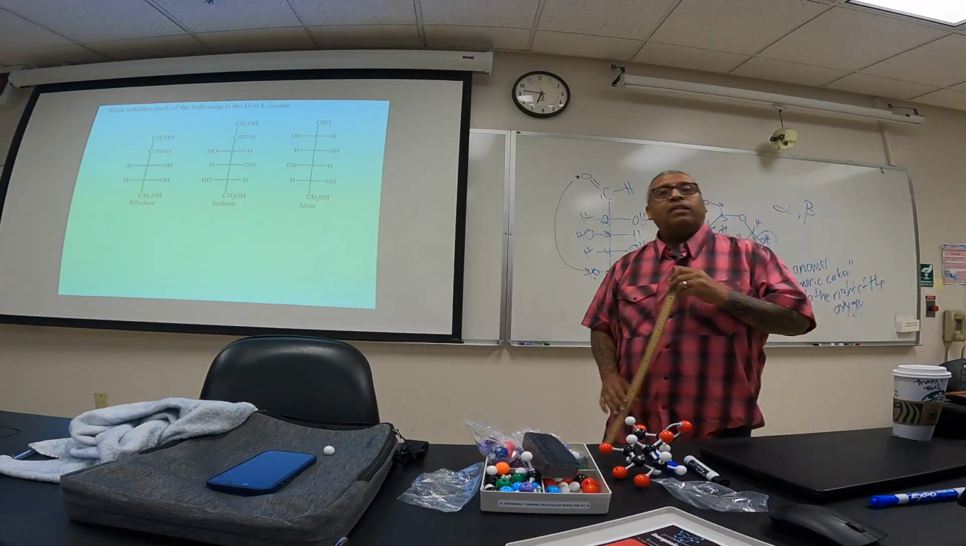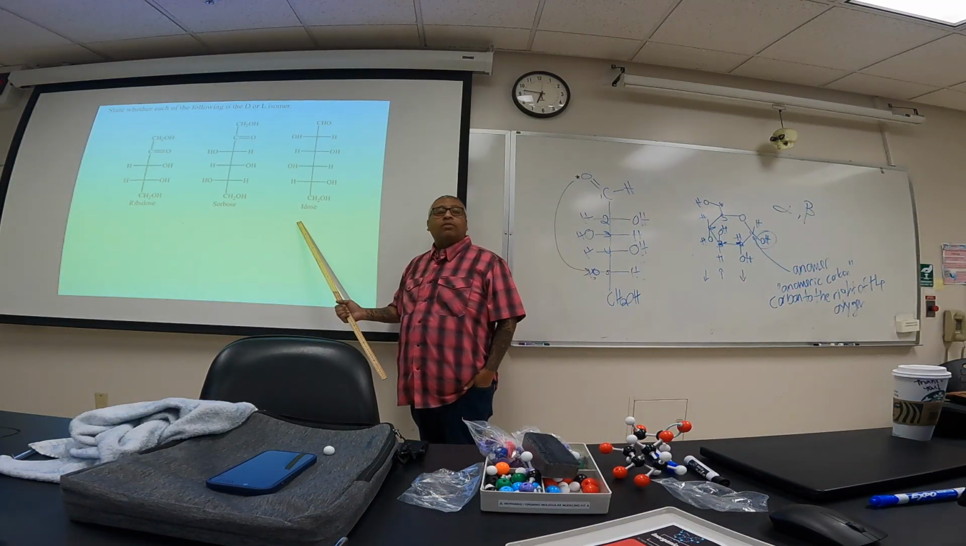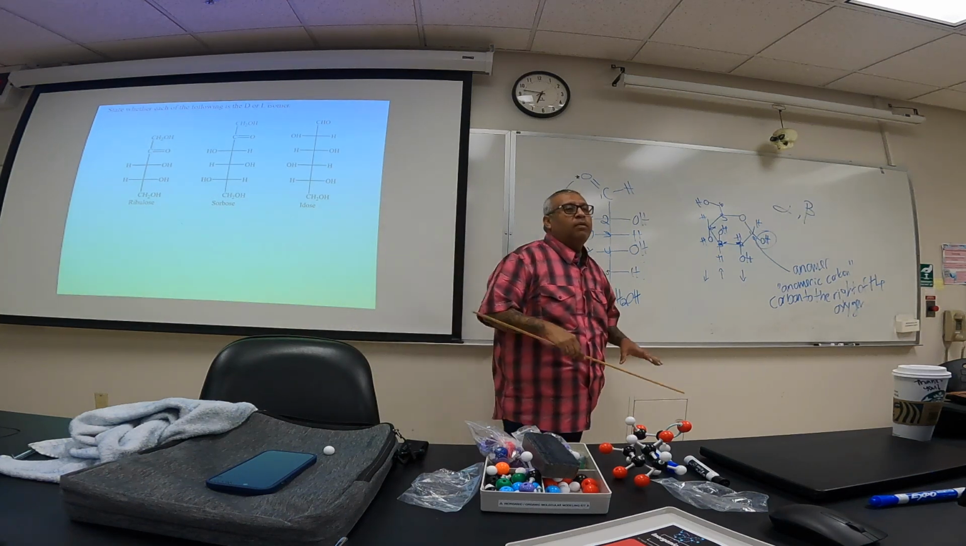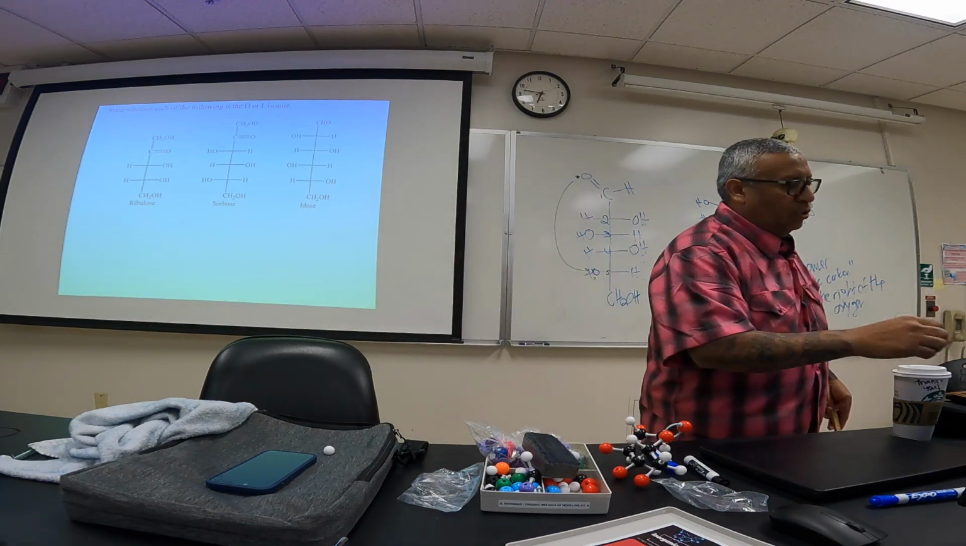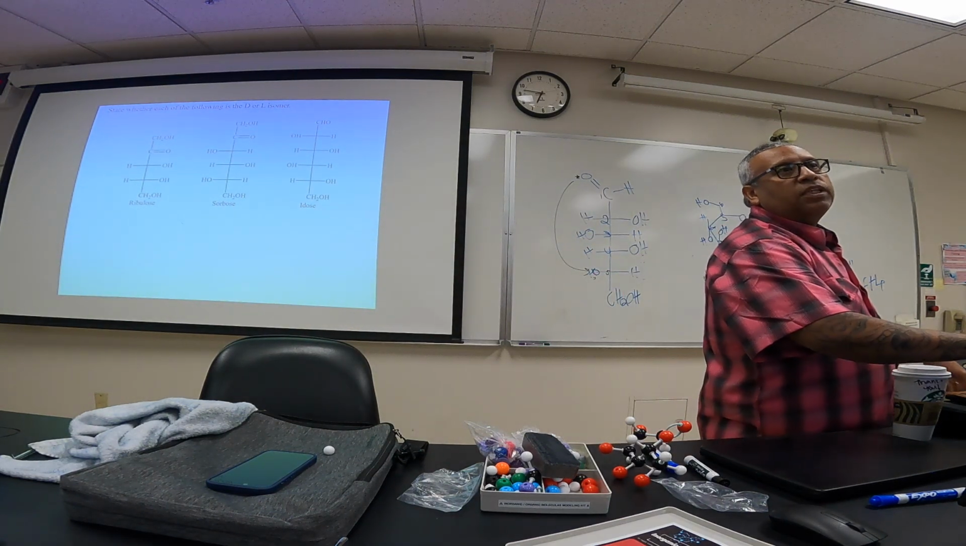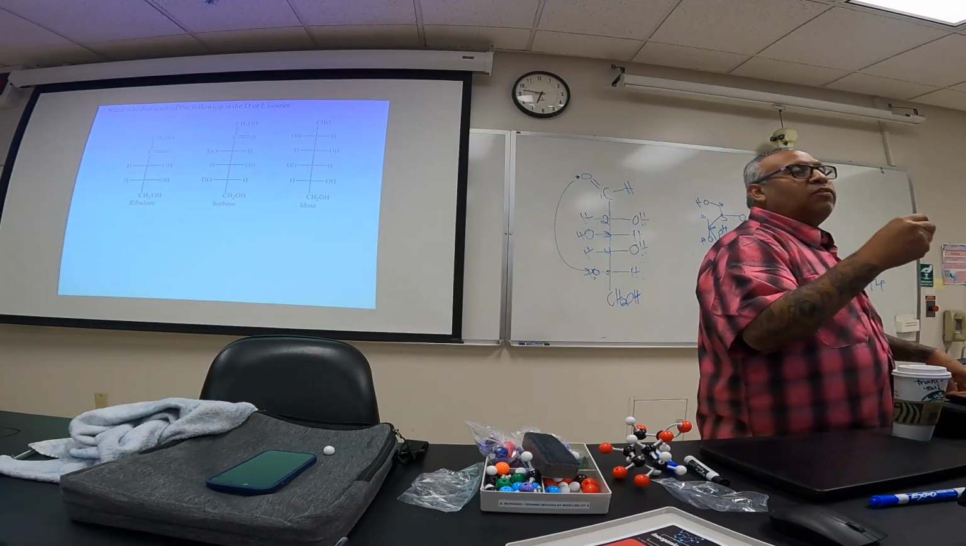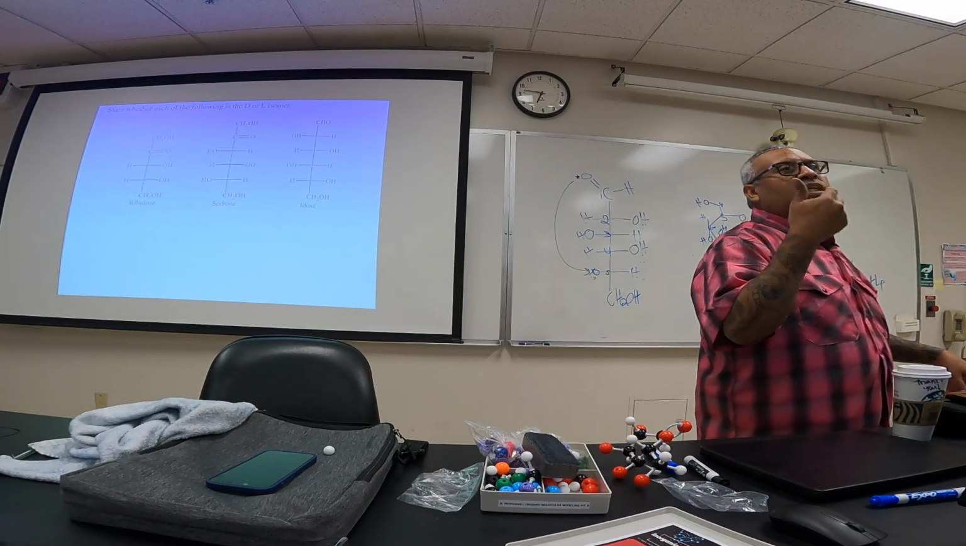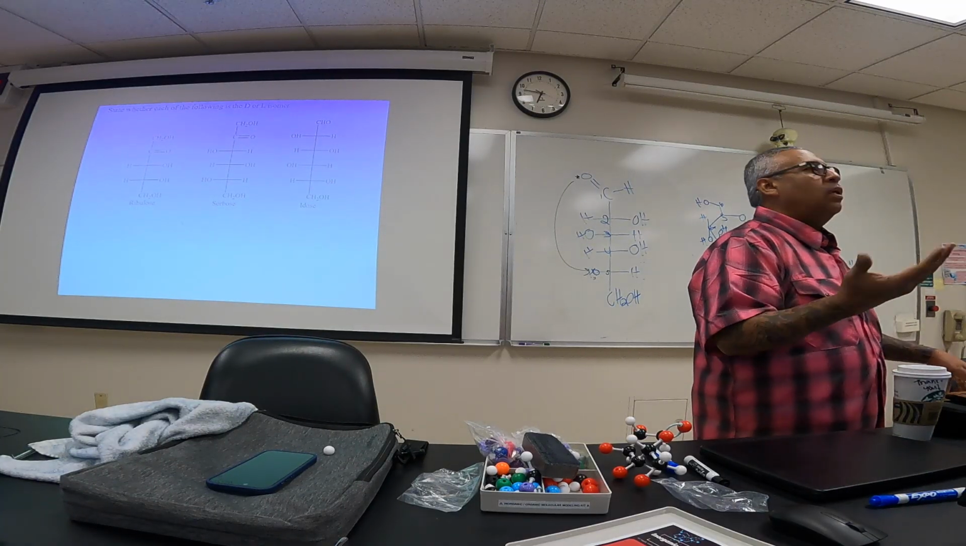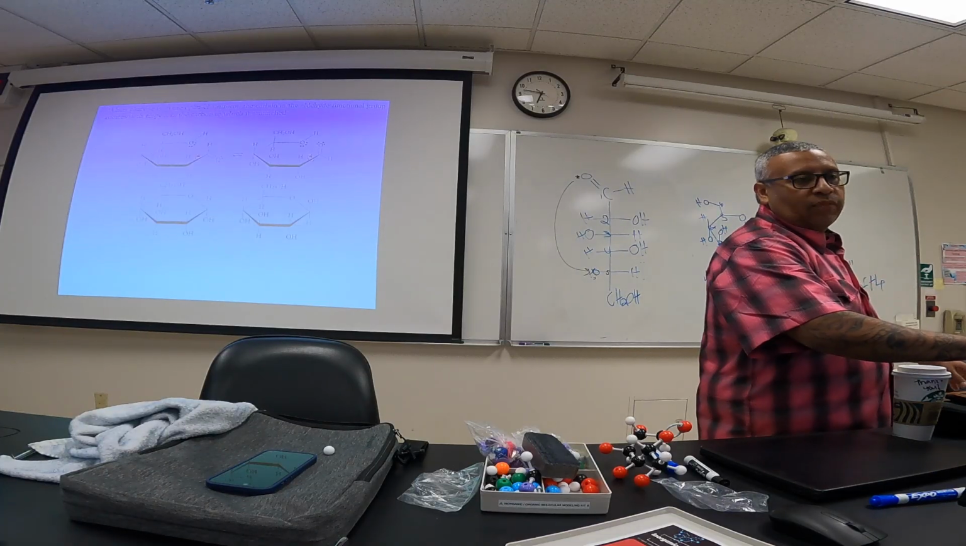Just like looking at this, is this alpha or beta? I have no idea. I need the Haworth structure in order to determine whether it's alpha or beta. So Haworth structures determine alpha, beta. Fischer projections determine D or L. If you want to know both of them, you need both of them. If you're only given one, we can only determine one of those isomers.